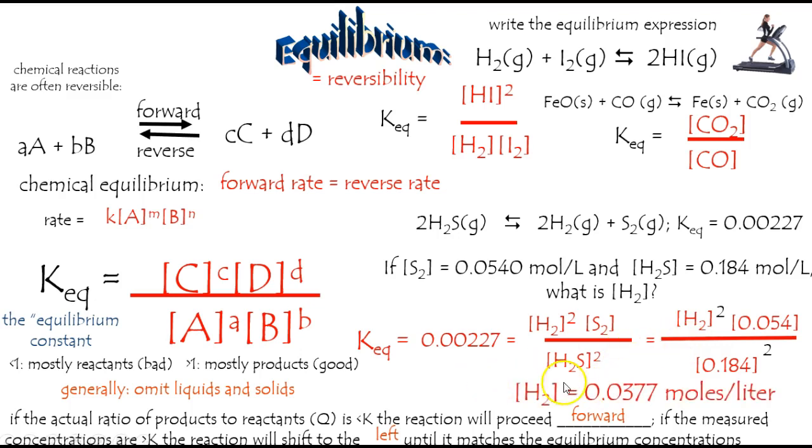When you do the math, you'll find out that the hydrogen concentration at equilibrium is 0.0377 moles per liter. This is an introduction to chemical equilibrium.